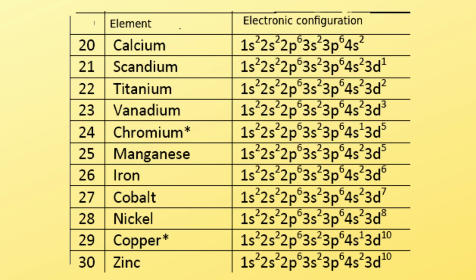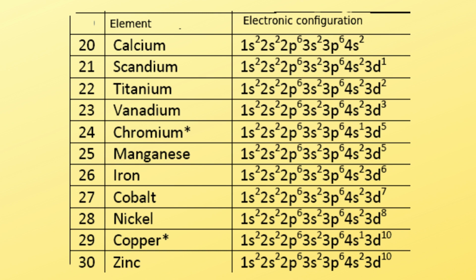So these are the elements from calcium to zinc, with the same electronic configuration. Here you have to notice one thing. After calcium comes scandium. Scandium is 21. So after 3p comes 4s. That's the only thing you have to focus on, because 4s is lower in energy than 3d. So fill up the 4s first and then 3d1, like that.